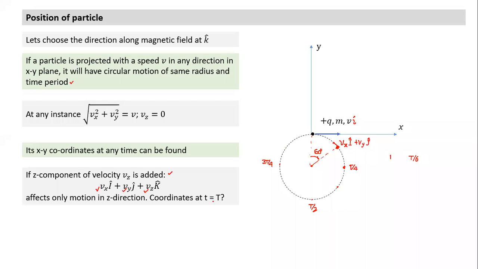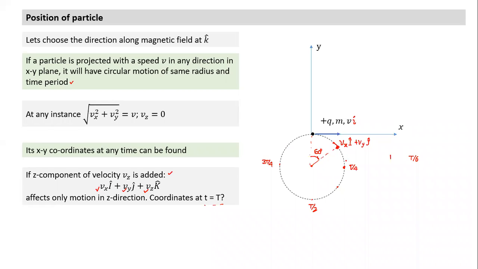So what will be the coordinate of the particle at time t equal to capital T? What would happen? We can split the motion into two parts. One is motion in the plane perpendicular to the magnetic field, the xy plane, where it will keep having circular motion. But in addition to circular motion, it is also moving along the z direction. It is also moving towards you.